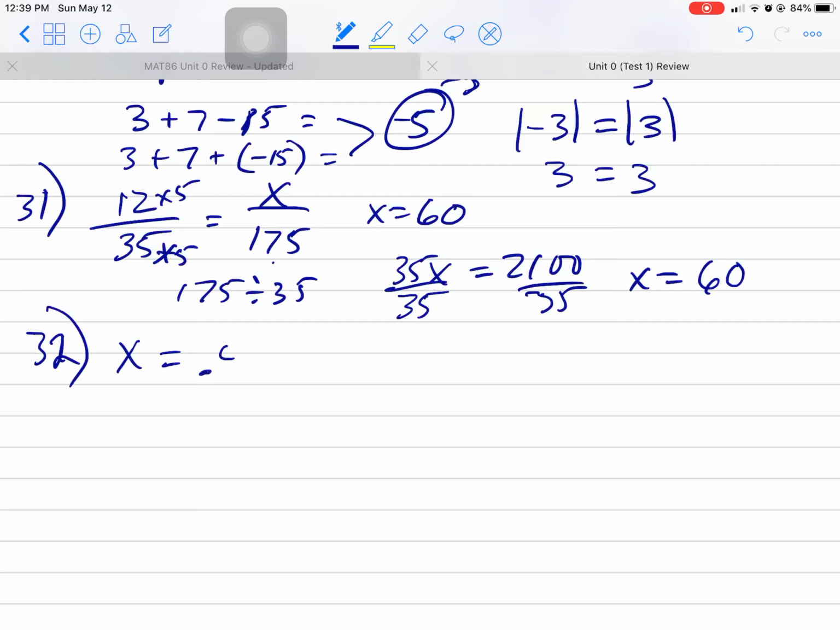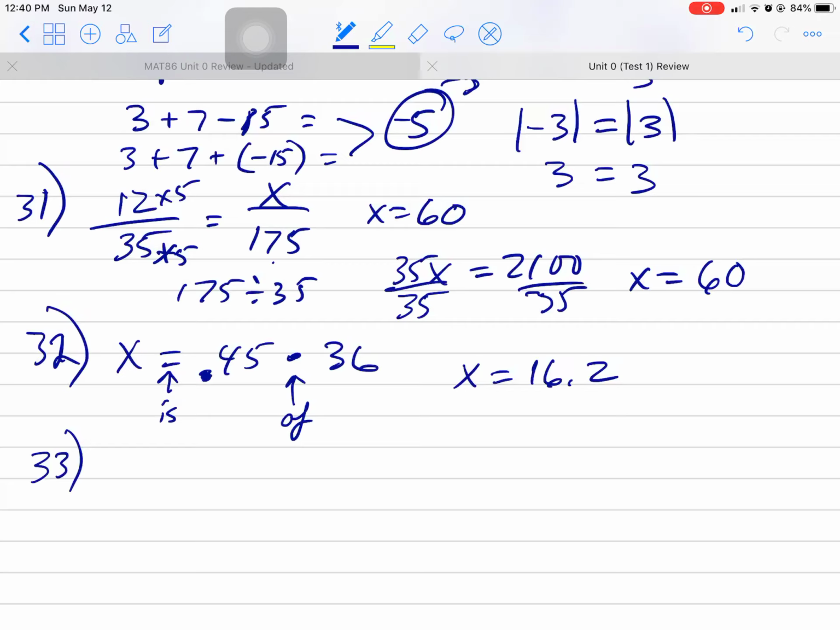What is 45% of 36? 45% as a decimal is 0.45. Of is a multiplication sign, is an equal sign, 36. So what is 0.45 times 36? 16.2. There are other ways. There's a proportion way to do that that doesn't come to mind, but you can do it the proportion way if you so choose.